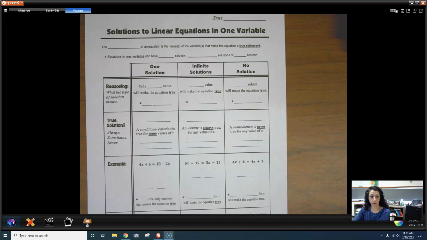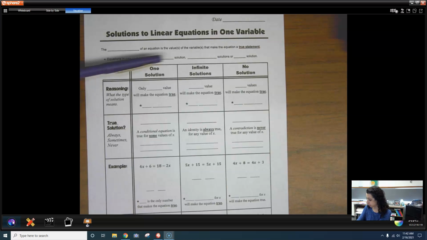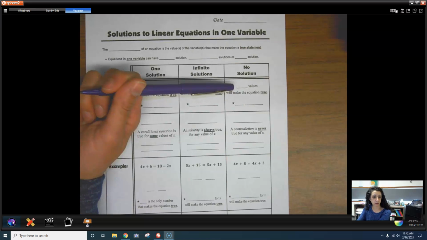Everyone, today we are going to be taking notes on solutions to linear equations with one variable. You should have received this document the day that you took your quiz, and so we are just going to fill it out and solve some equations and understand the difference between one solution, infinite solutions, and no solution.